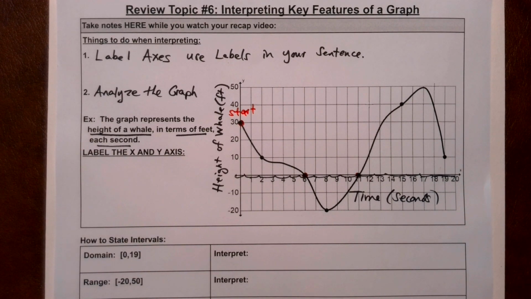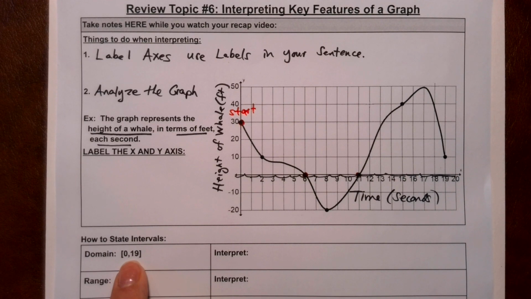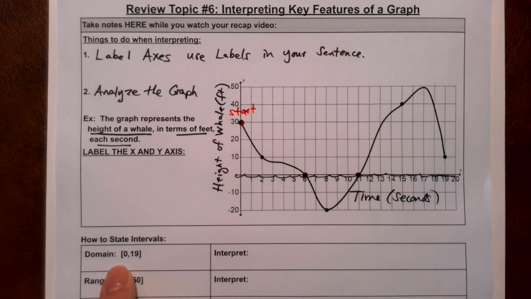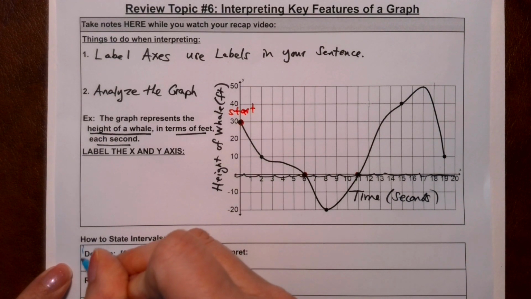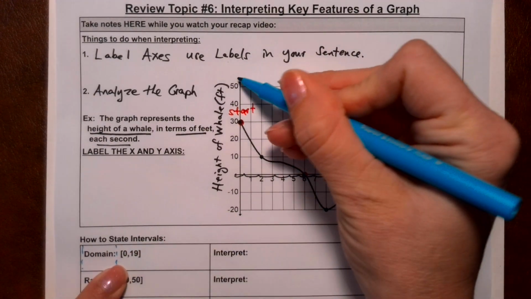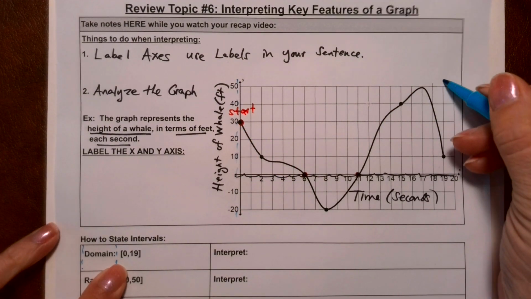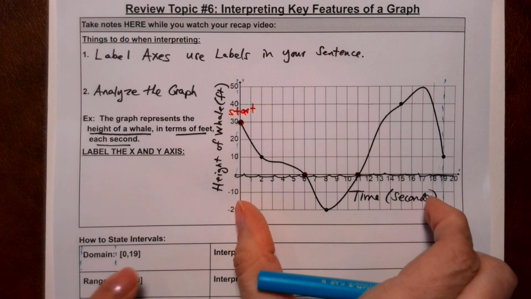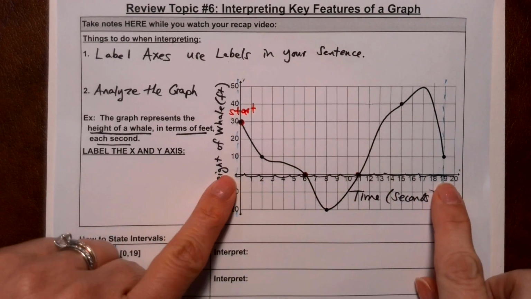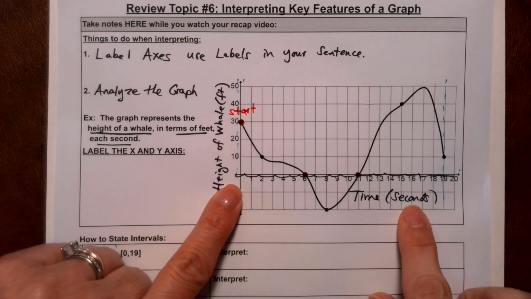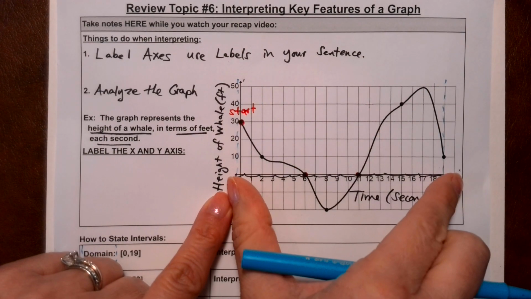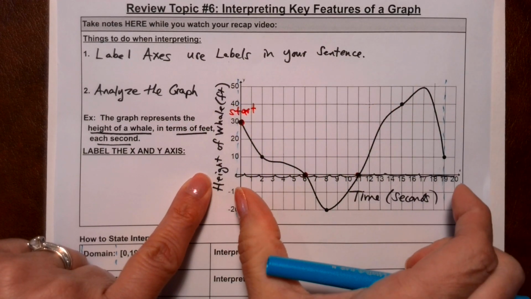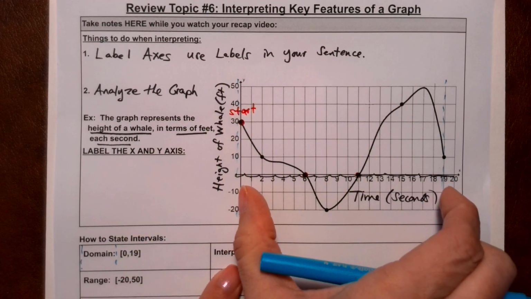Okay, how you state intervals and stuff, we've already gone over that, but let's work on the interpreting. So in terms of domain, okay, this is the start to the finish, 0 to 19. So something happens here and then all the way to over here. Okay, so what's happening during these 0 to 19 seconds? Something's happening for 19 seconds. Well, this is the height of the whale. The height of the whale changes for 19 seconds.